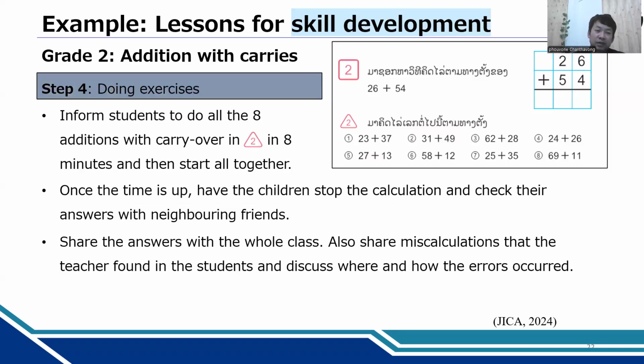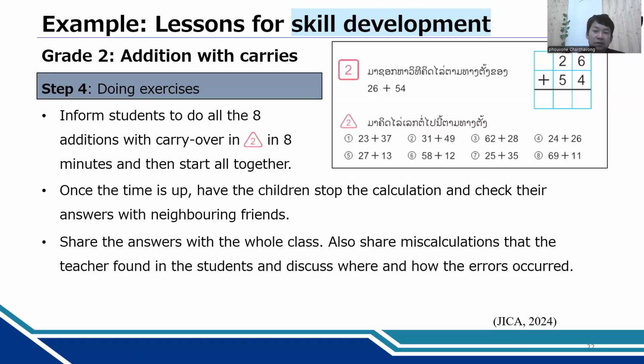And then comes doing exercises. Here, there are several exercises. As mentioned earlier, we give more time to doing exercises when it comes to skill development, about 20 to 30 minutes. Here we have 8 exercises. The teacher should ask students to do all these exercises quickly. And then when the time is up, they ask students to stop calculating and check the answers with neighbor friends, and then share with the whole class.